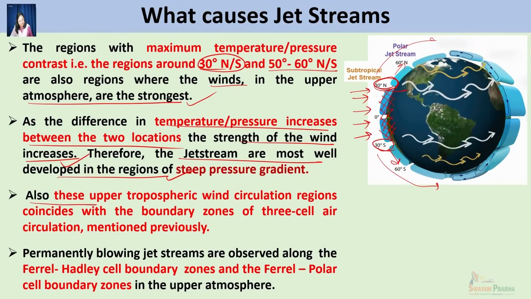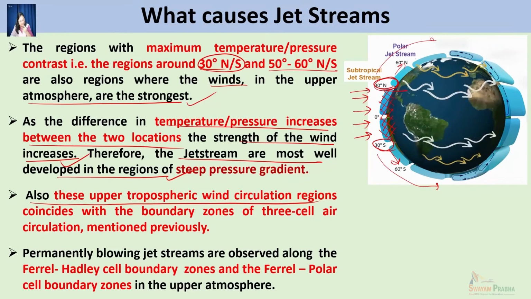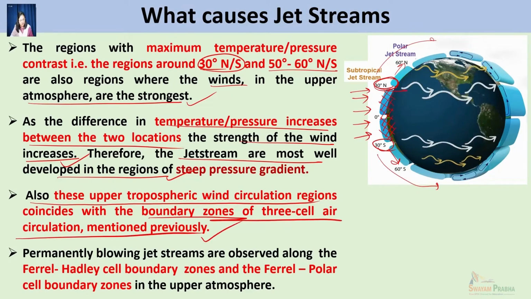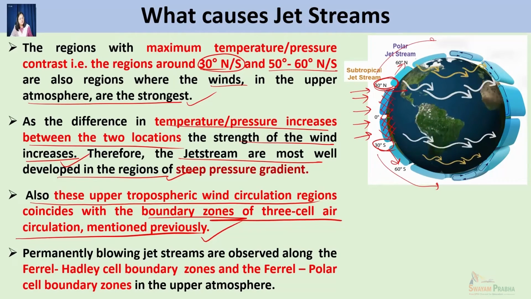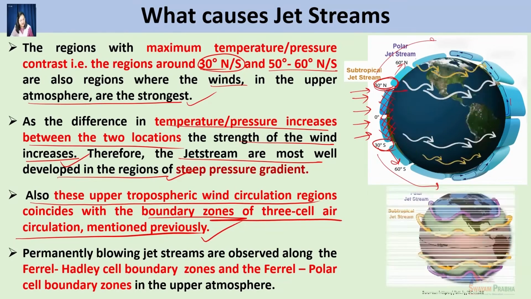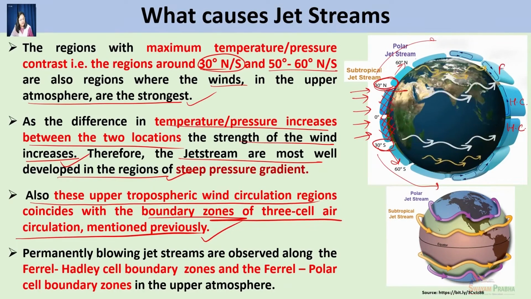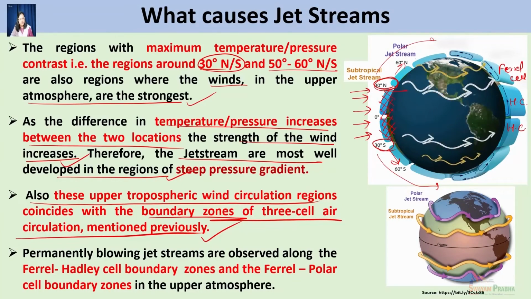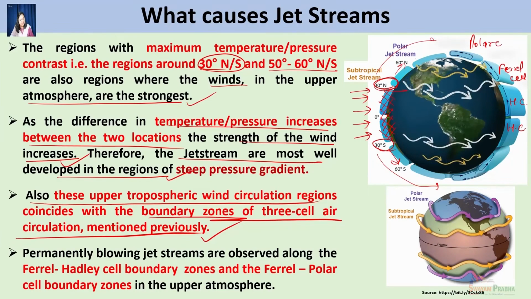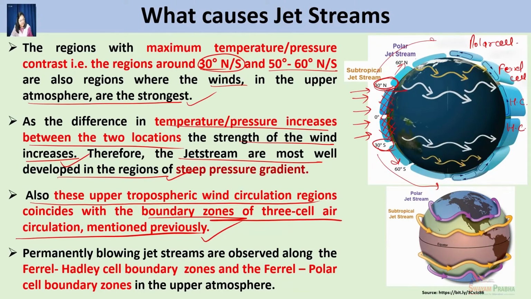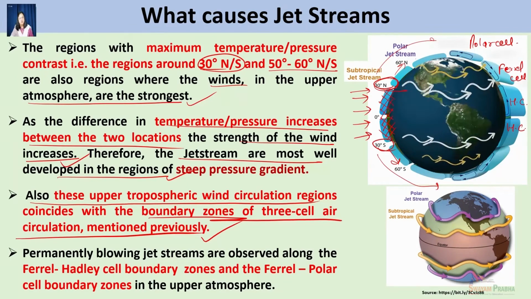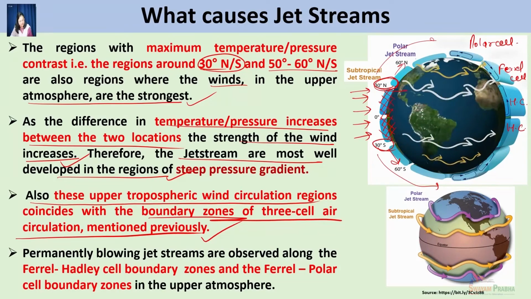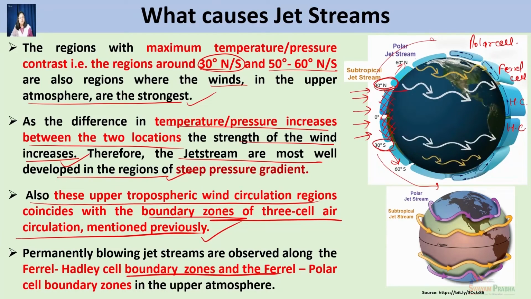Also, these upper tropospheric wind circulation regions coincide with the boundary zones of the three-cell air circulation, which was mentioned previously. We have previously discussed in our last video that we have the Hadley cell in the tropical areas, the Ferrel cell in the mid-latitudinal areas, and the polar cell of air circulation in the higher latitudes. So these jet streams attain a permanent nature in certain areas around the world, specifically when they are located in the boundary zones of these circulation cells.